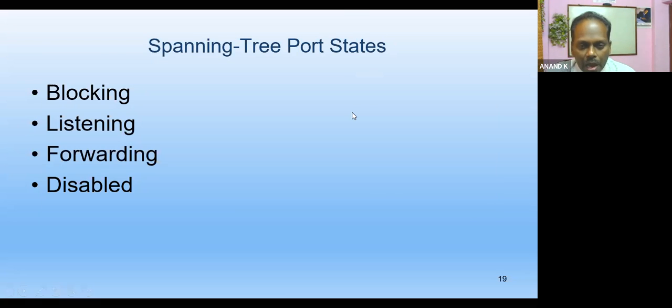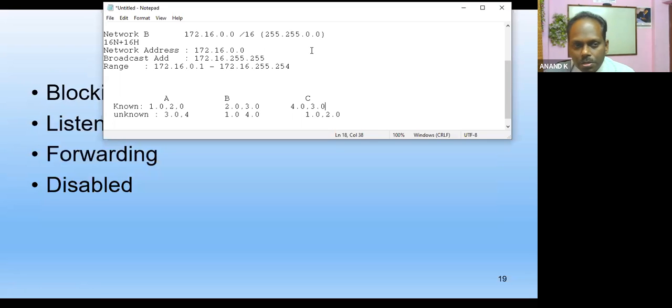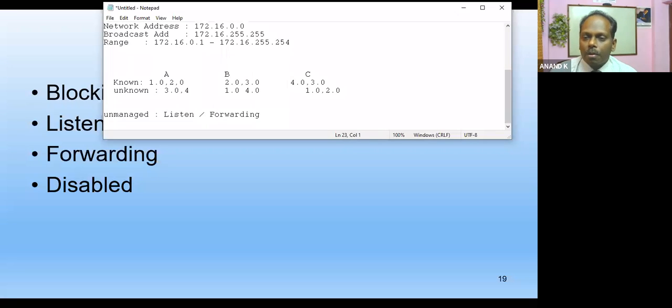Again, I specify unmanaged and managed. When I say switches, you have unmanaged as well as managed. Unmanaged is the switch you have at home. It has only listening and forwarding. That's all. Listening means whatever data has come to the switch, it records your MAC address, and then it sends it to the relevant port. And forwarding means sending to the next port.